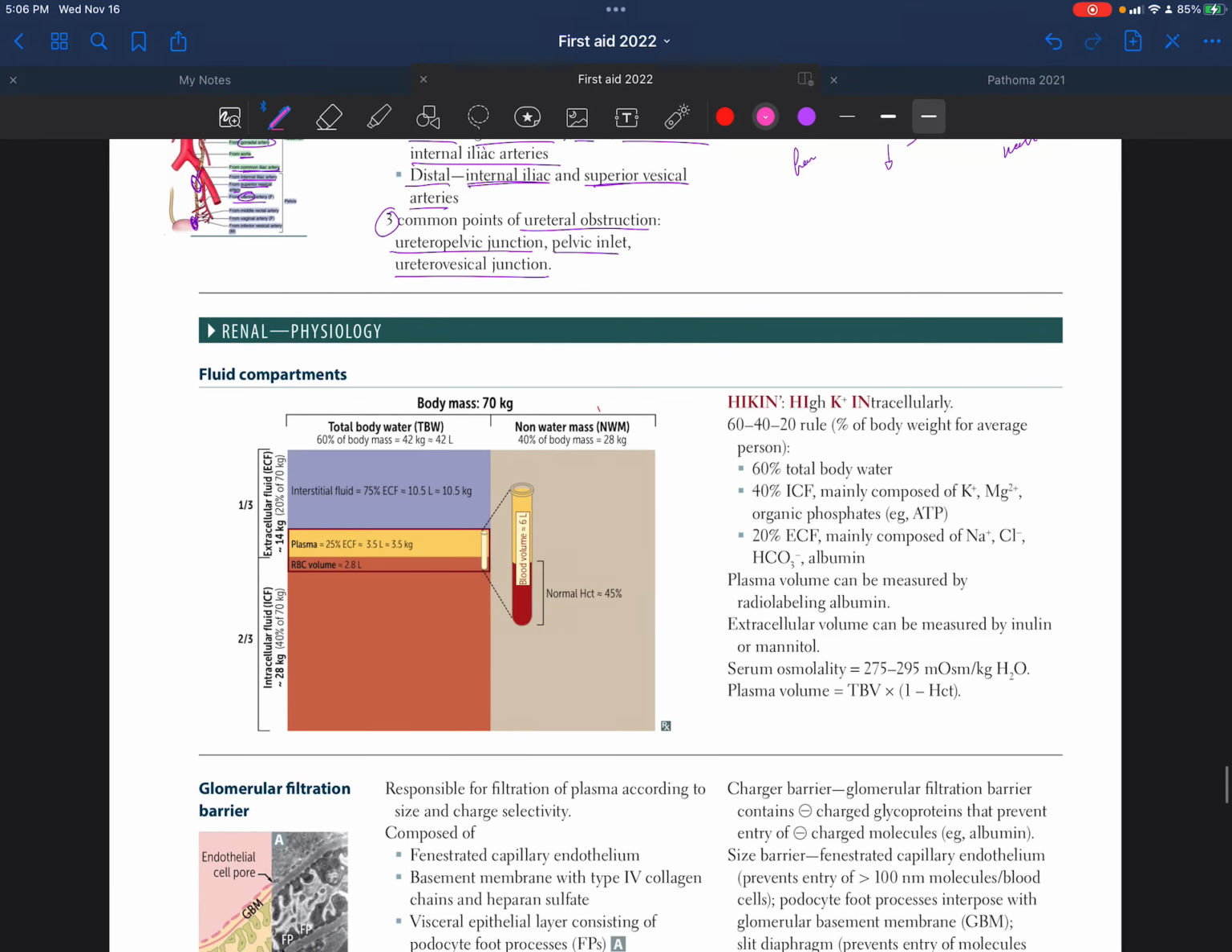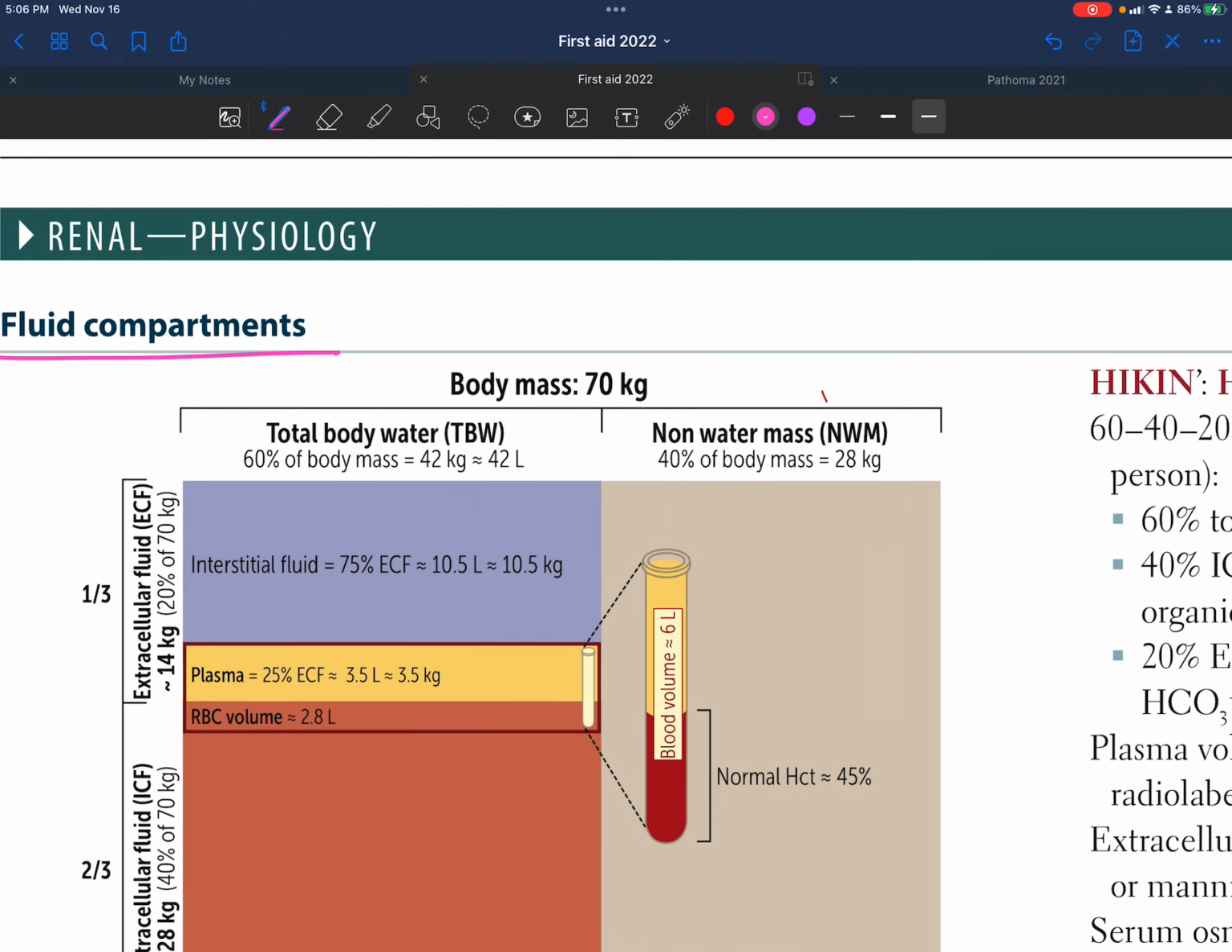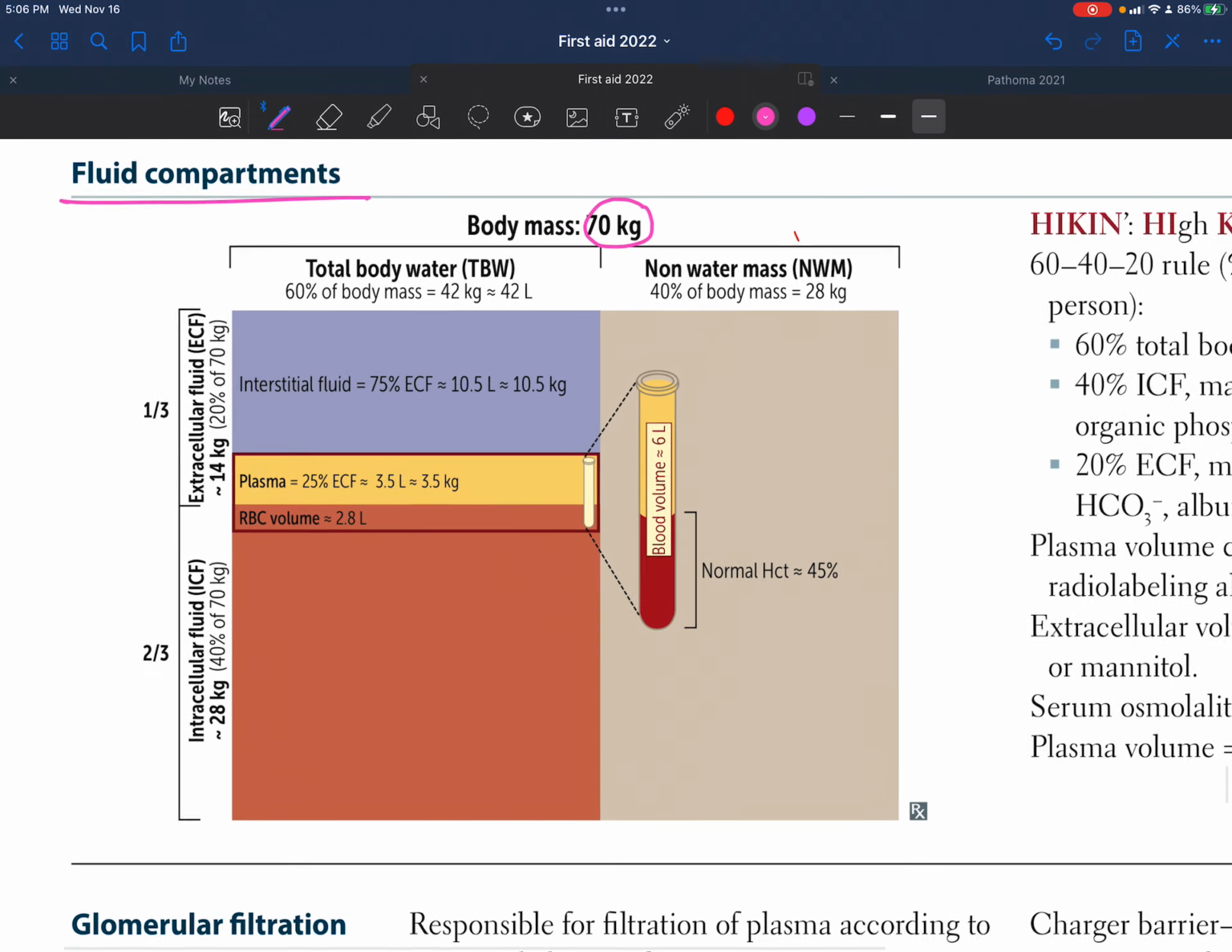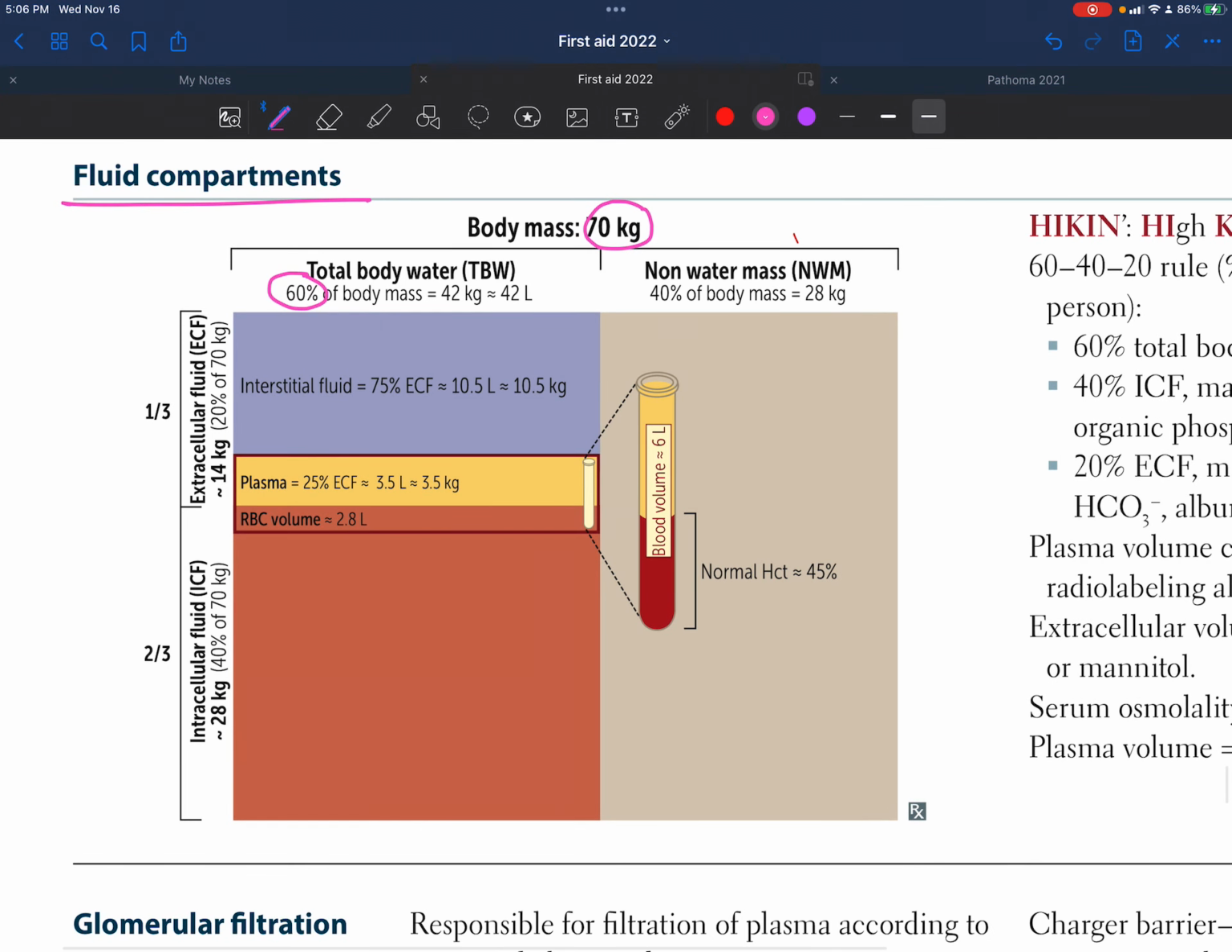Okay, so starting with renal physiology, the first thing to talk about is the fluid compartments. If we take, for example, a person whose weight is 70 kilos, 60% of his total weight is only water. So basically, 60% of the whole weight of that person is water, and that is equal to 42 liters.